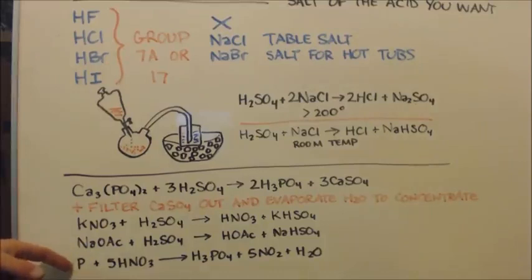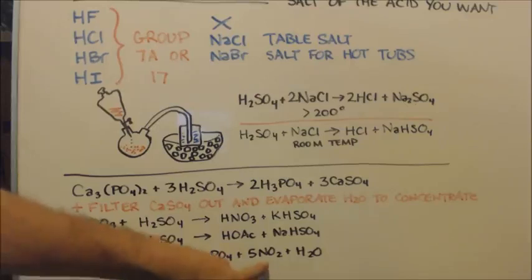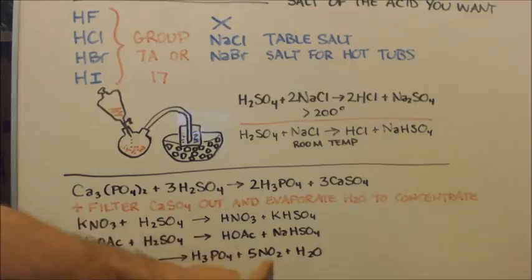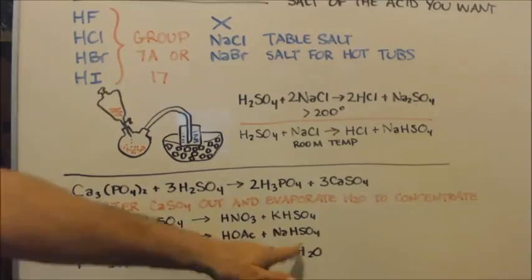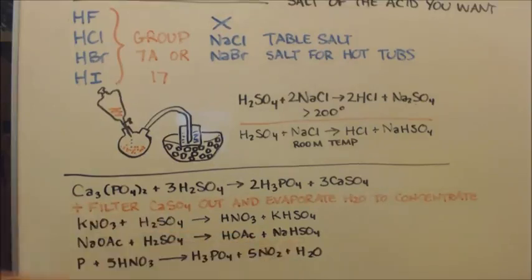And here's just an interesting one here. You can take phosphorus, drip nitric acid on it, and you'll get your phosphoric acid, but you also get 5 NO2. You can see all the nitrogen goes to form NO2. Just nasty stuff. Plus it'd be trying to go into the water, so you'd have nitric acid and phosphoric acid both. But it's just an interesting equation.